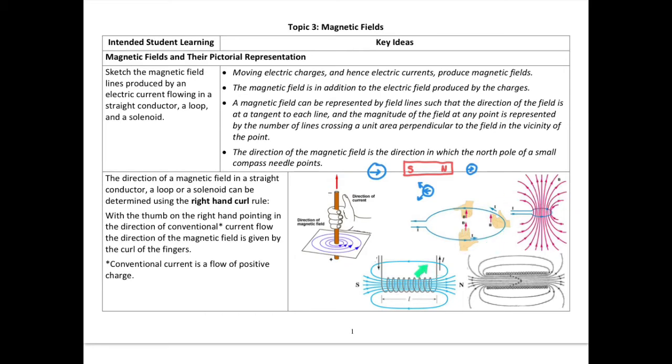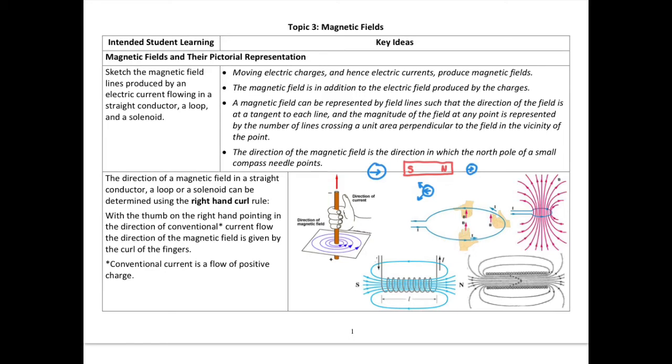Now, a solenoid is basically just a combination of loops. Loop, loop, loop, loop, loop, loop. Now, just showing you, we can represent a solenoid like this, as we have. Sometimes that's a bit confusing. So this notation here on this side, you'll often see this.